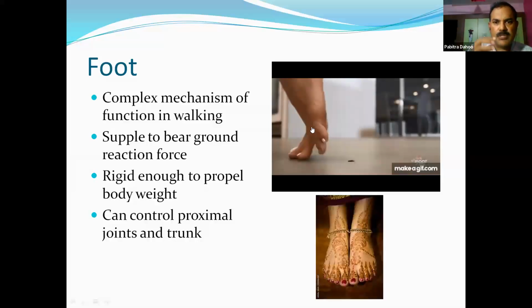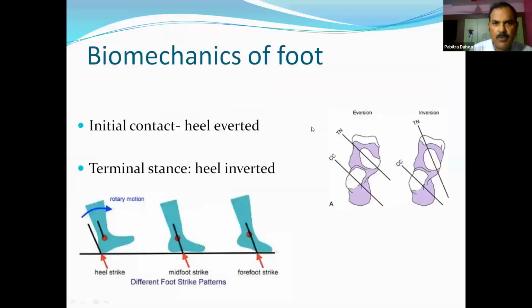So the foot has to be supple enough, soft enough, to bear body weight and the ground reaction force during the heel strike, and it must be rigid enough to propel the whole body weight during the toe-up stage. This is the basic biomechanism of a normal foot. Whenever this is disturbed, that leads to gait abnormalities. So for this, you must know about the biomechanics of the foot.